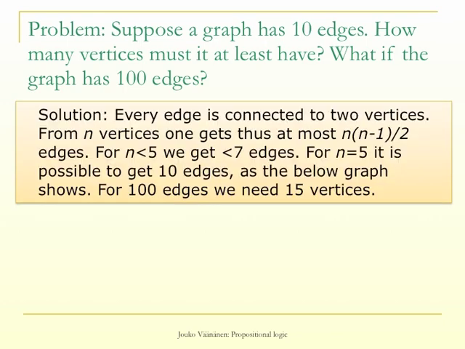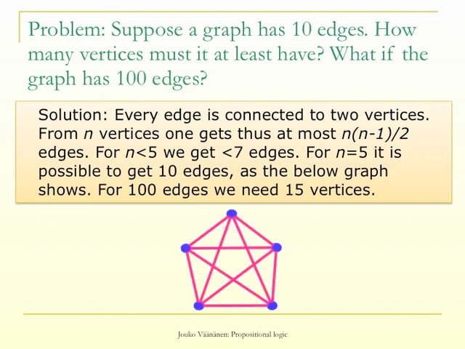Solution. Every edge is connected to 2 vertices, namely the 2 endpoints of the edge. From n vertices one gets thus at most n times (n minus 1) over 2 edges. For n less than 5 we get less than 7 edges. For n equals 5 it is possible to get 10 edges, as the graph below shows. For 100 edges we need 15 vertices.